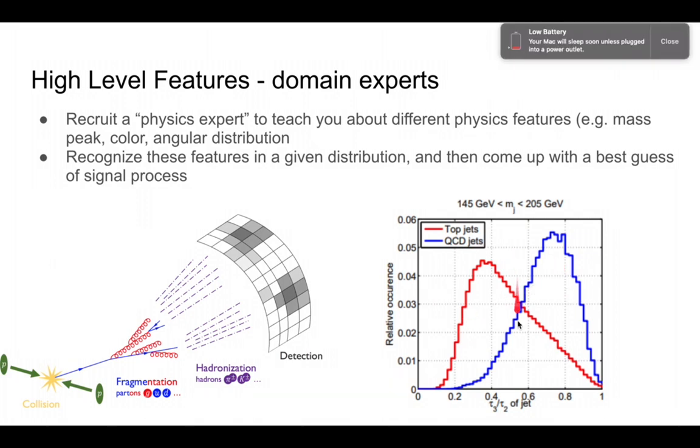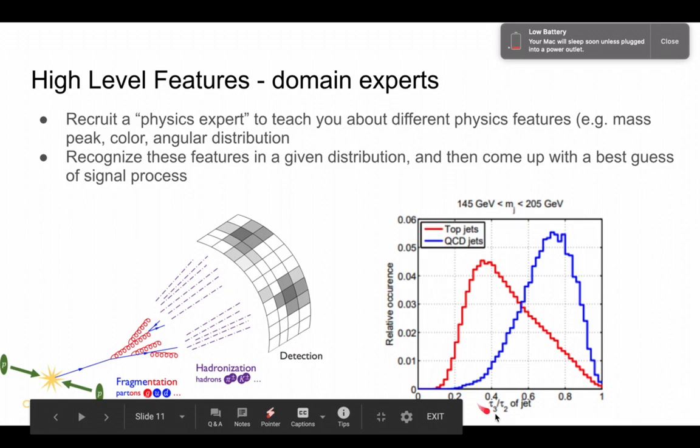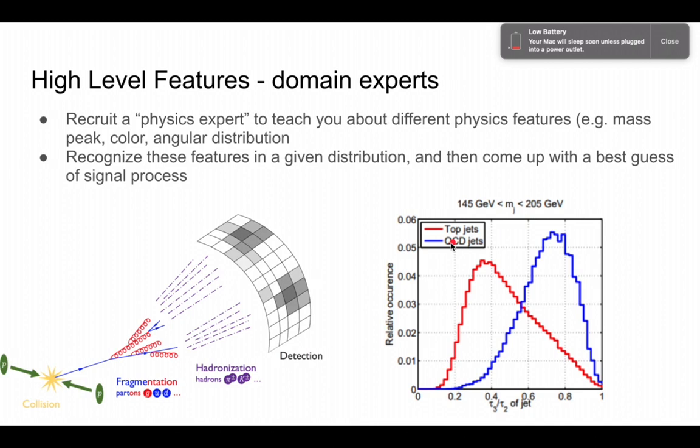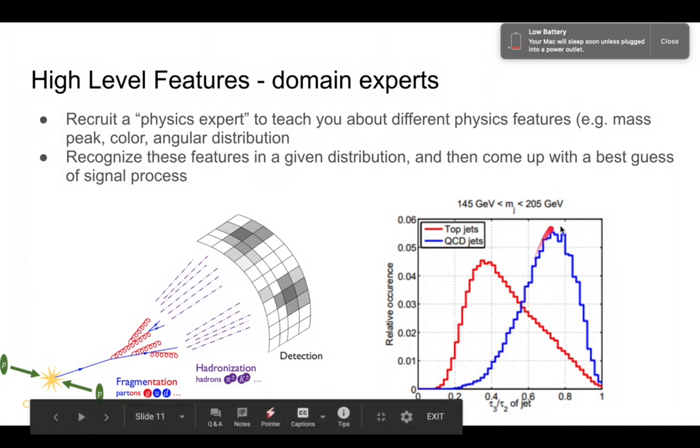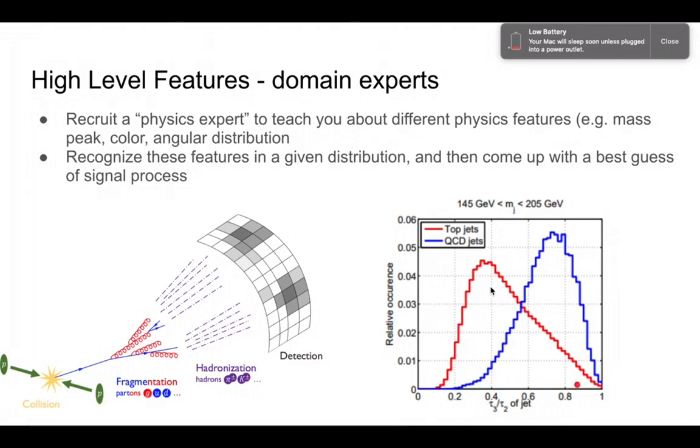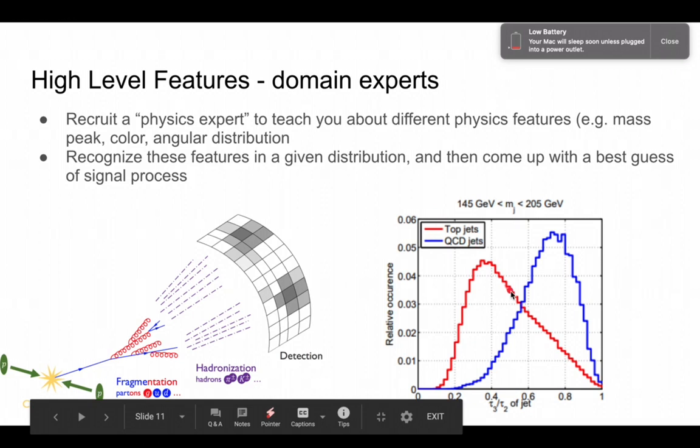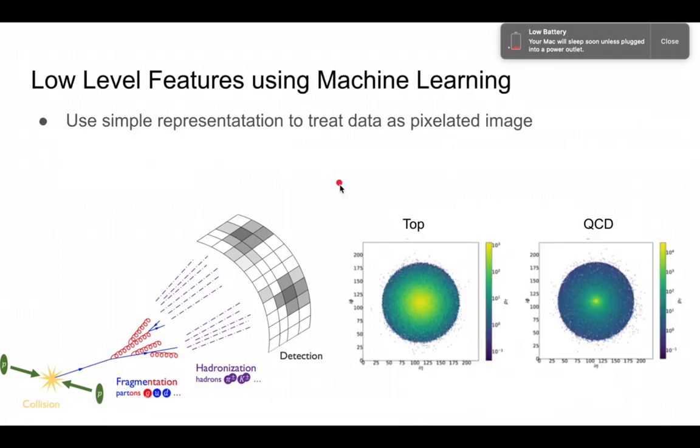In this plot, you can clearly see that QCD, that is the light quark jets, up or down or strange quark, distribute with a higher value of the N-subjettiness ratio tau 3 over tau 2, while top jets distribute with a lower value of tau 3 over tau 2.